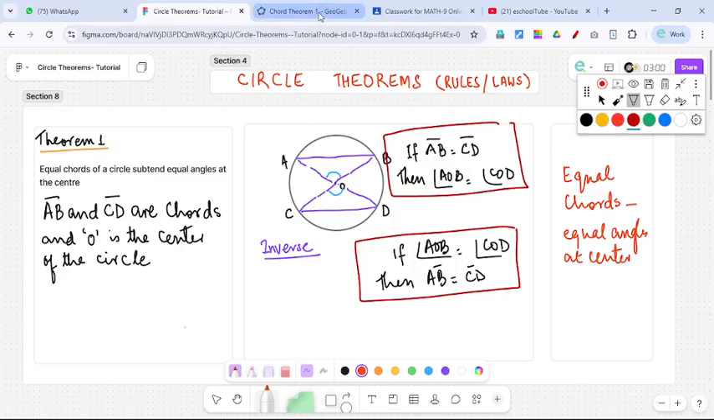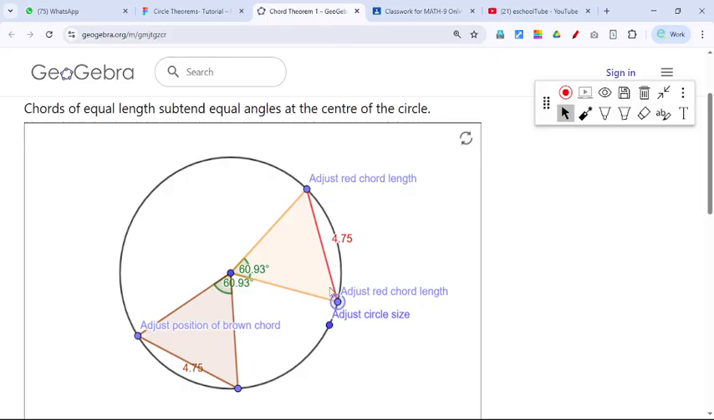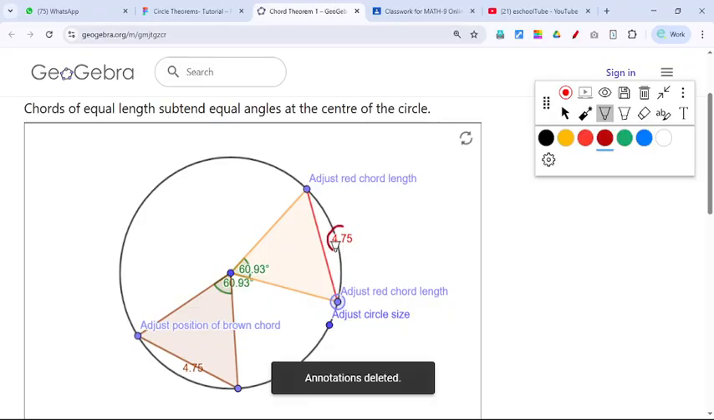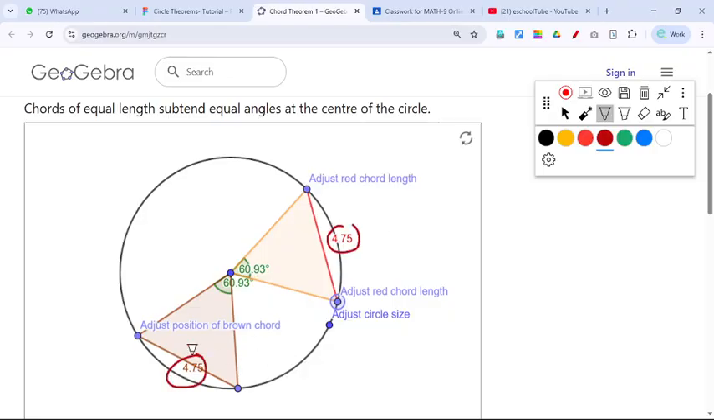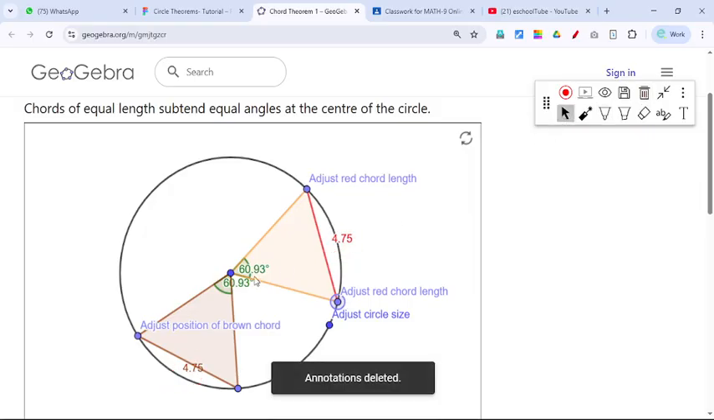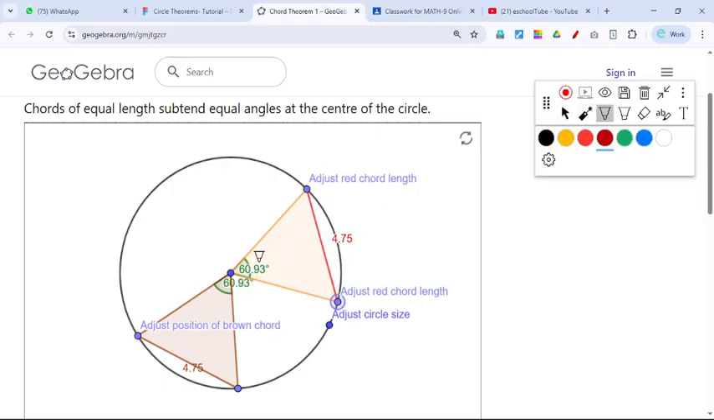Just to give you an explanation, let us see an example given by GeoGebra. Now in this circle there are two chords. Let's call this chord AB and this chord CD. If you observe, both are 4.75 centimeters. So they are equal, and if you see, both are making the same angle at the center, 60.93 degrees.